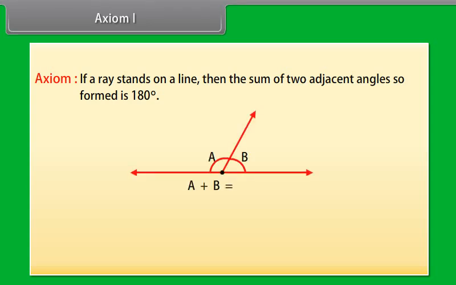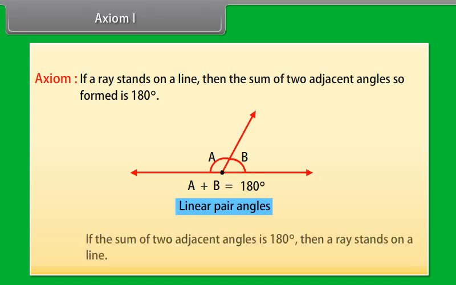We know that if the sum of two adjacent angles is 180 degrees, then they are called a linear pair of angles. Given that a ray stands on a line, from this we can conclude that the sum of two adjacent angles so formed is 180 degrees. Let us write this axiom the other way. That is, we will take the conclusion of the axiom as given and the given as the conclusion.